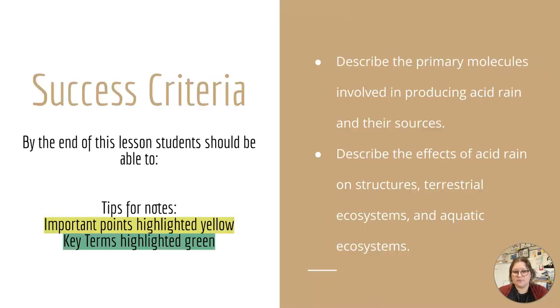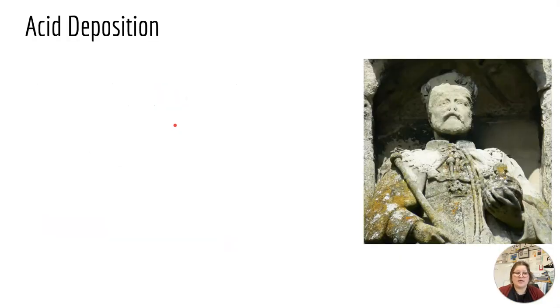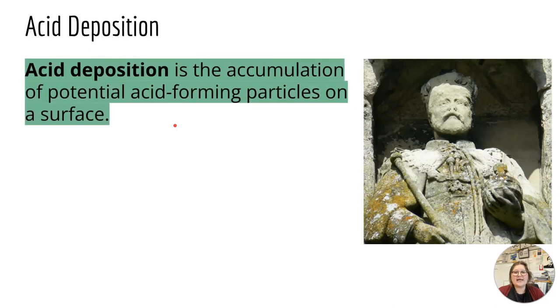All right, just a few success criteria here. So by the end of this lesson, you should be able to describe the primary molecules involved in producing acid rain and their sources, and then describe the effects of acid rain on structures, terrestrial ecosystems, and then also aquatic ecosystems. So acid deposition is the accumulation of potential acid-forming particles on a surface.